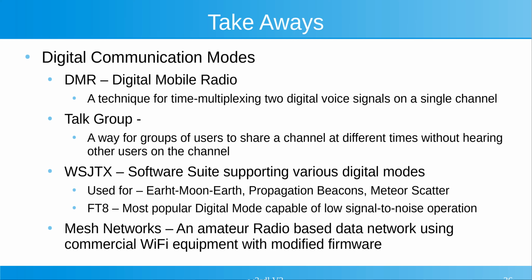WSJT-X is a software suite that supports moon bounce, propagation beacons, which is WSPR, meteor scatter, and FT8, which is most popular. Mesh networks: amateur radio can set up a mesh network by modifying commercial Wi-Fi equipment. I think you have to do more than just the firmware. You've got to increase the power, because I know my Wi-Fi router maxes out at 100 milliwatts. It doesn't go much out of the neighborhood, and that's when it's at 100 milliwatts.